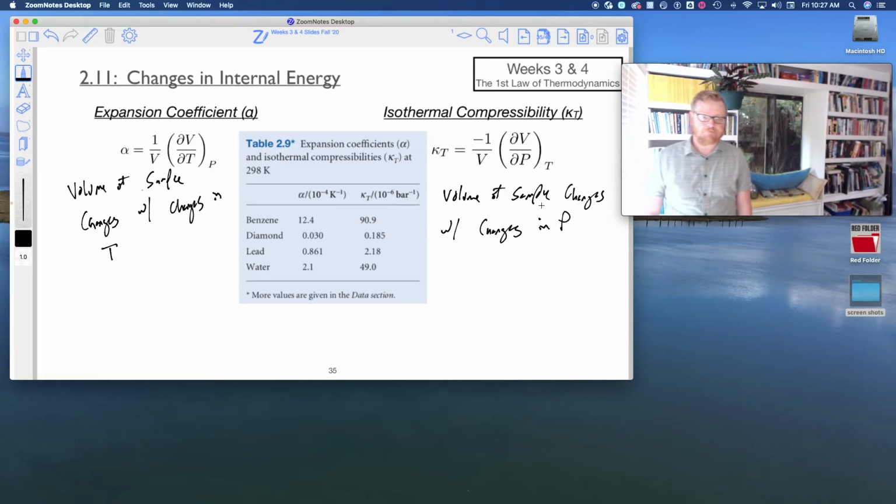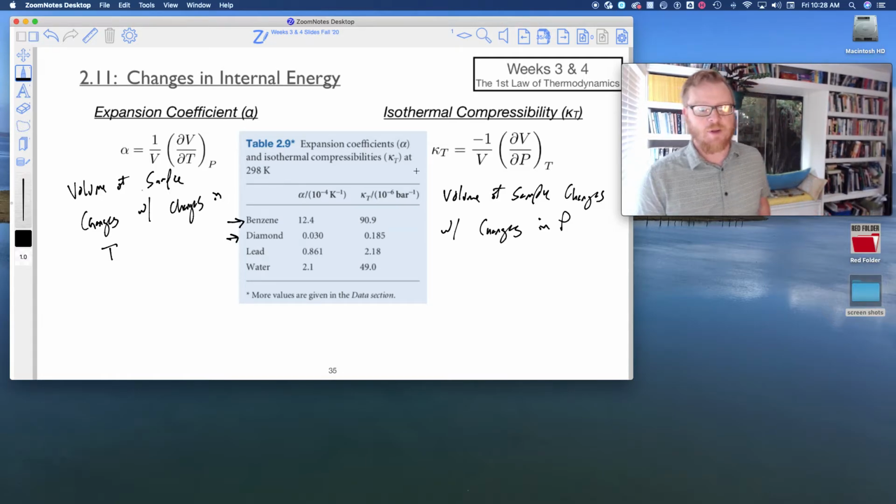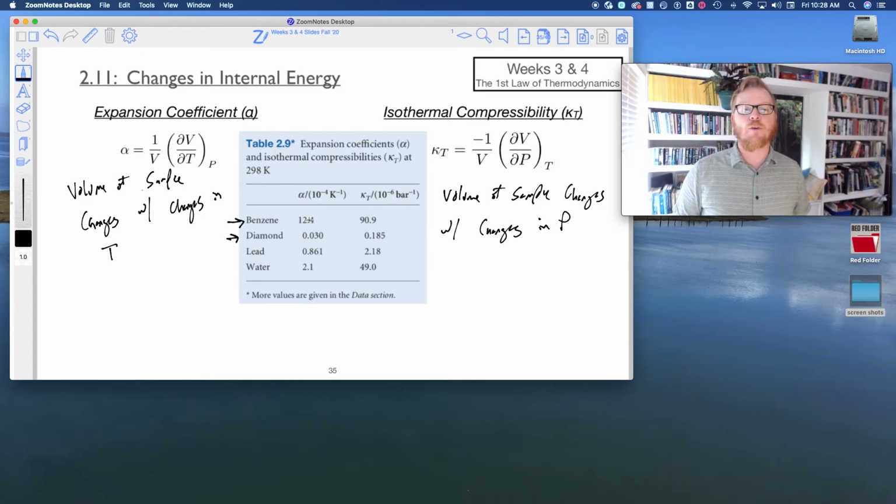I've got some representative materials here: benzene, diamond, lead, and water. Let's think about what these things mean. If I compare the value of benzene to the value of diamond, and this is the alpha coefficient, what does a big alpha mean? What does a little alpha mean? Well, for benzene, a big alpha means that benzene is going to be sensitive to changes in volume with respect to temperature.